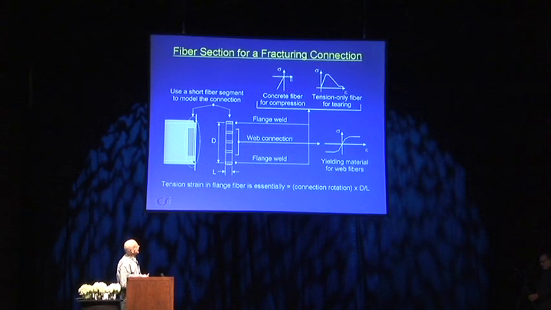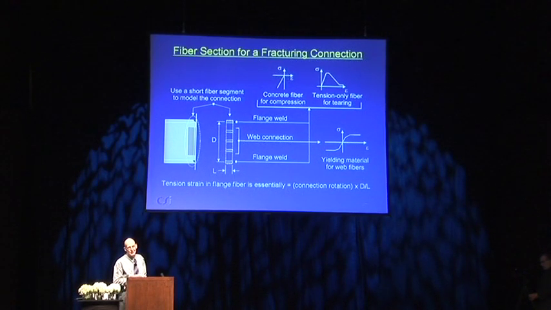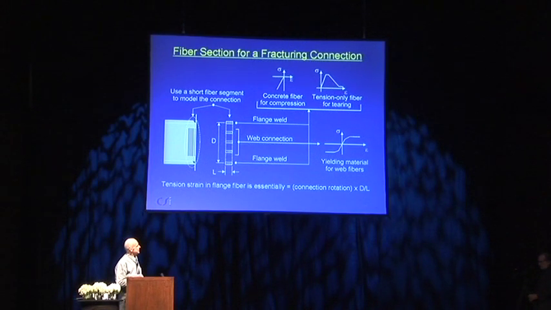For the flange, the way in which you can model it in Perform is with a concrete fiber to provide the compression. It's just because a concrete material is a compression-only material. That models compression, and you'd probably make it very strong in compression. For tension, you could use a tension-only fiber, which has a very small ductile range and basically fractures. And this would then enable you to model a fracturing weld at the flange. For the web connection, which is more ductile, a more ductile yielding material, you would do this using a fiber section.